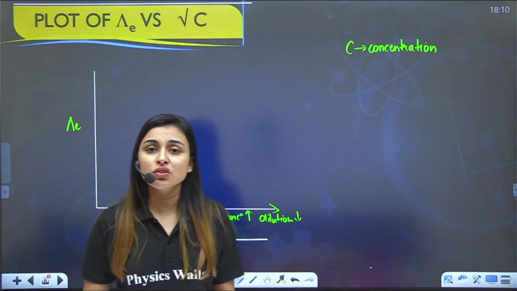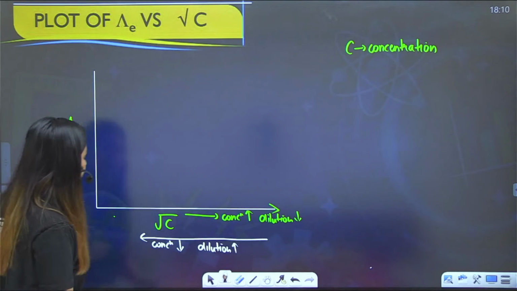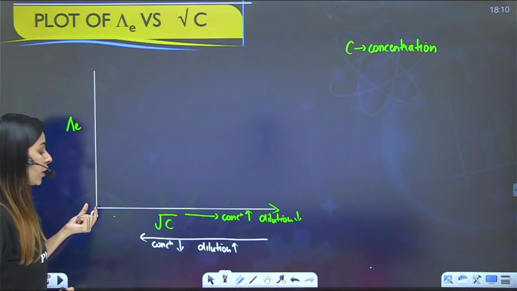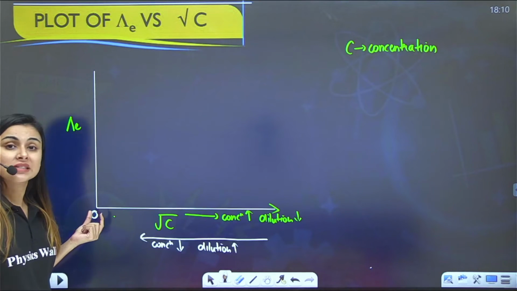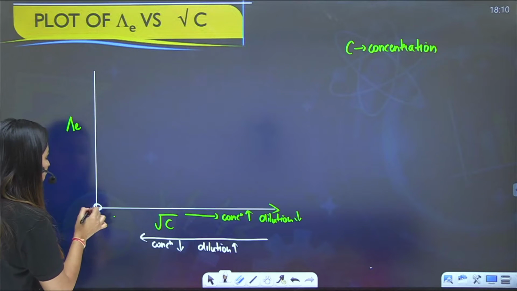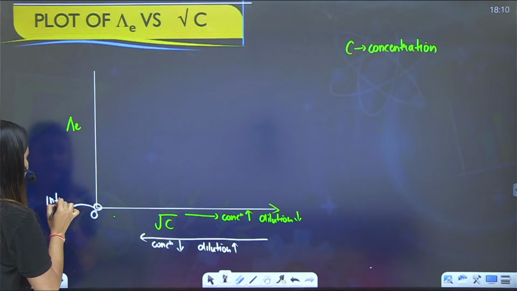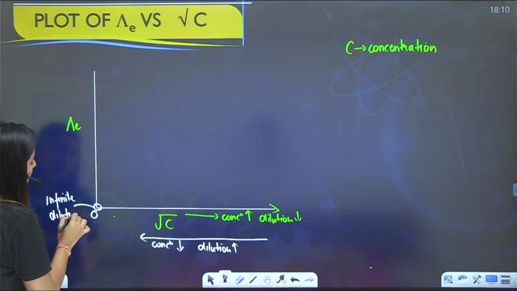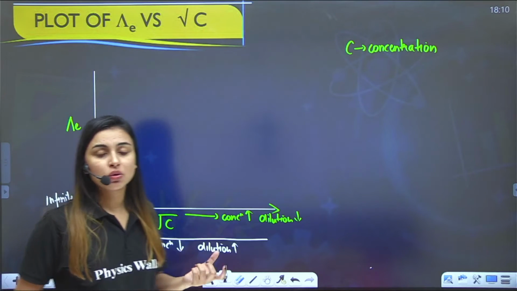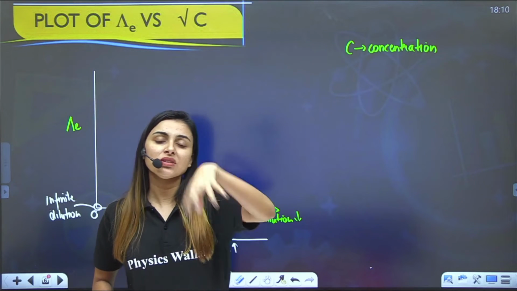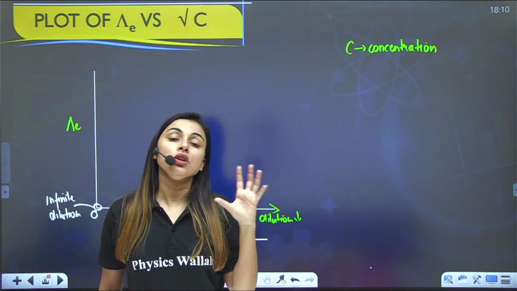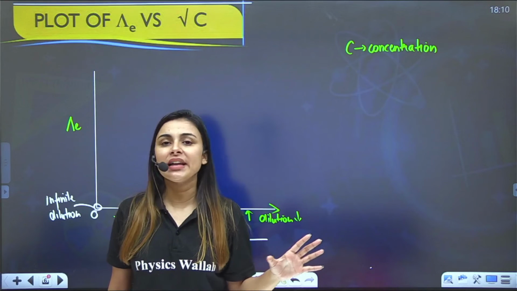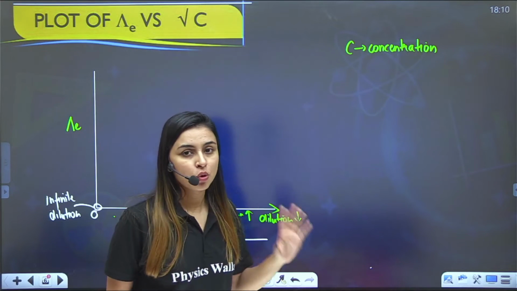Now, my dear students, just try to understand that this is your 0 point, and at this particular point your concentration will be 0, this means that this is the point where you have infinite dilution. Though it is never possible, but still, if we talk about this 0 point, concentration is 0. So here your dilution is maximum, and we call it infinite dilution. Okay, perfect. I hope you're clear with this.